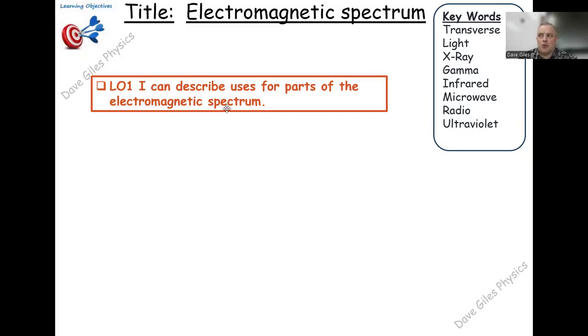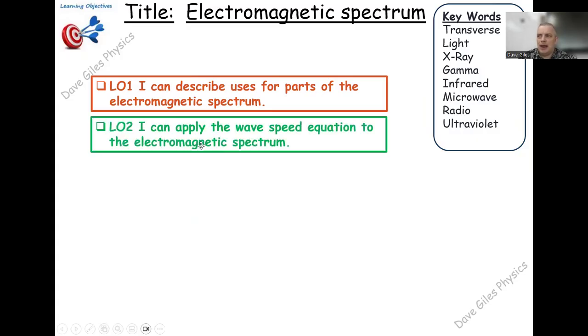So the first thing I want you to do is describe parts of the electromagnetic spectrum and then apply the wave speed equation to the electromagnetic spectrum, with the first learning objective taking up most of the session today.